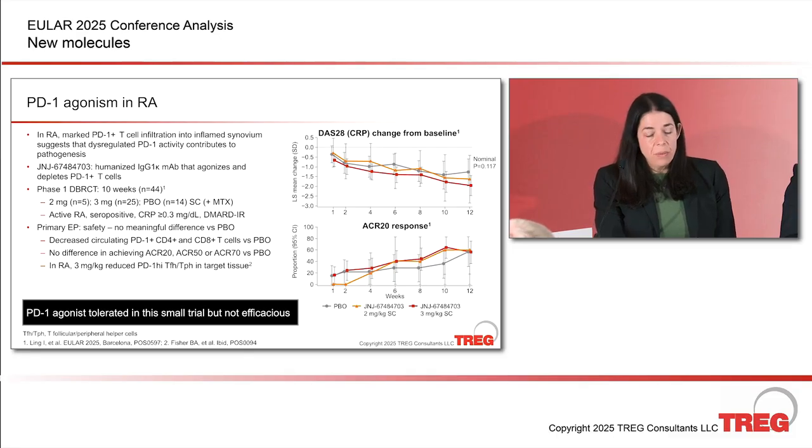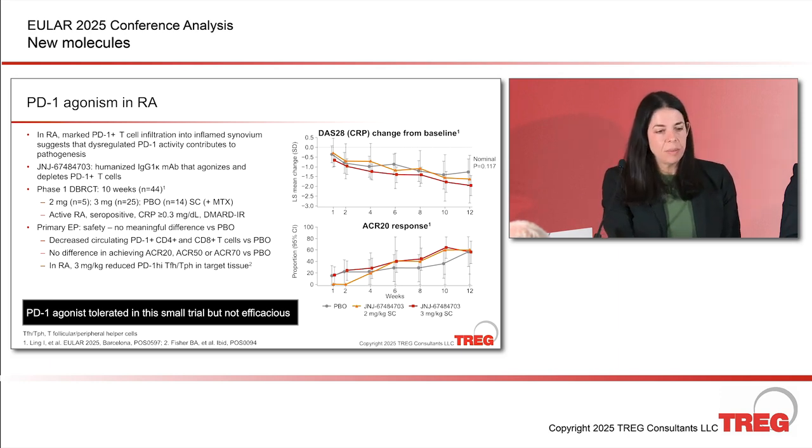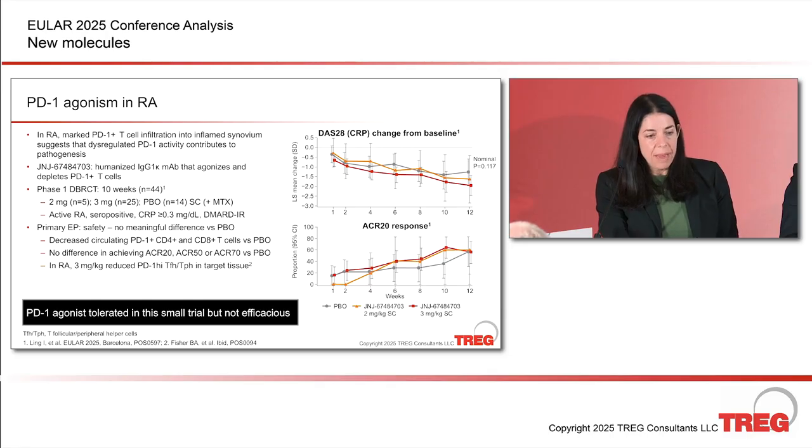What they found was that there was no difference between placebo and the drug in safety, but they also found that in the ACR20 and the DAS28, they did not show efficacy, which was somewhat disappointing. There are two other agents that also harness this pathway. Lilly had an agent that gave a deeper depletion and did show efficacy, but they've since halted their program with this agent due to some safety and efficacy concerns.